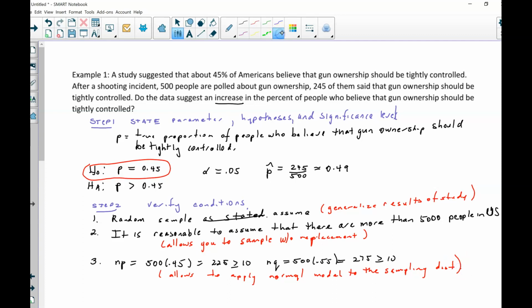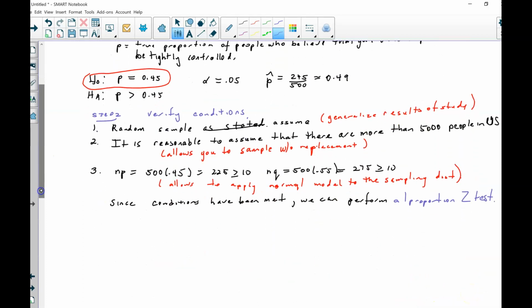Once we've completed all those steps, you do have to actually name that test. So we're going to have a summary statement. Since conditions have been met, we can perform, and the name of the test is a 1 proportion z-test. We're now up to the calculation step. You're going to calculate the test statistic, and the p-value.